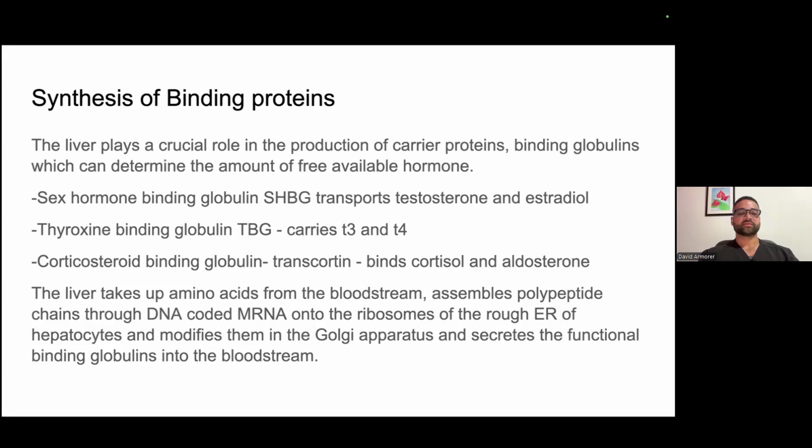So the liver takes up amino acids from the bloodstream. It assembles polypeptide chains through DNA-coded mRNA onto the ribosomes of the rough endoplasmic reticulum of hepatocytes and modifies them in the Golgi apparatus and secretes the functional binding globulins into the bloodstream.